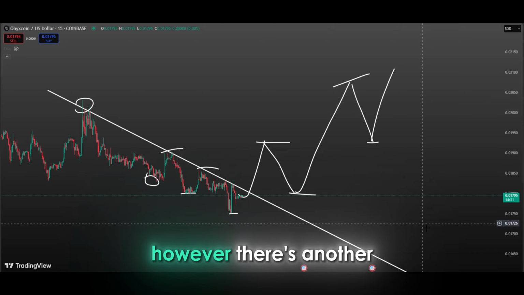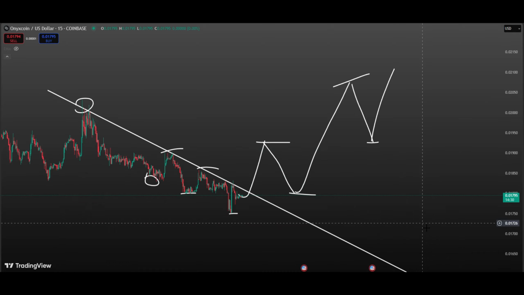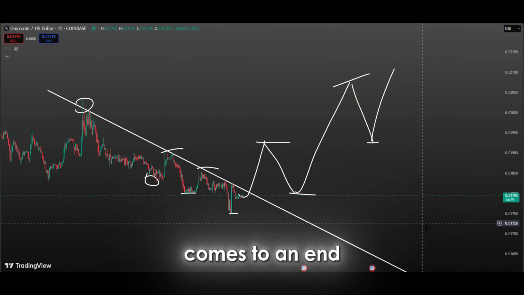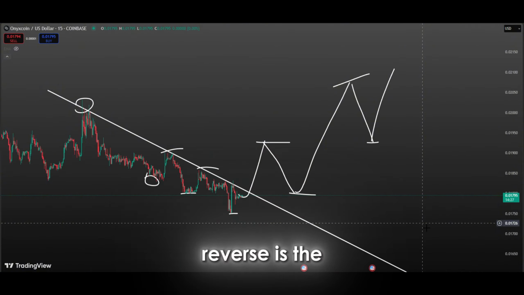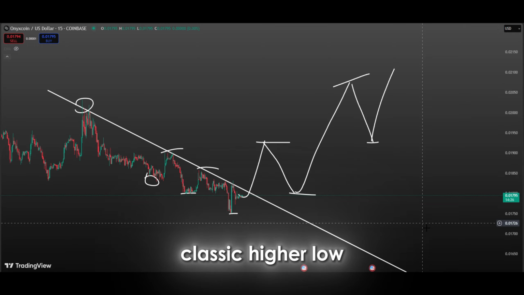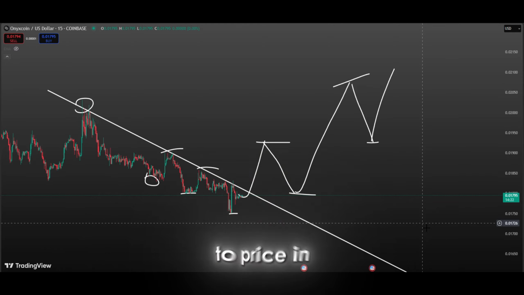However, there's another key dynamic to consider. Every downtrend eventually comes to an end. One of the strongest signals that a trend is ending or about to reverse is the classic higher low, higher high structure. When the price forms a low that is higher than the previous one, followed by a high that surpasses the prior peak, it suggests that investors are starting to price in a bullish outlook rather than a bearish one.